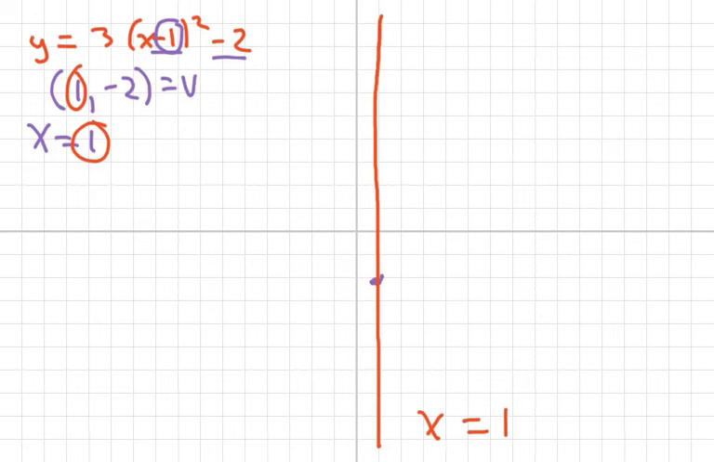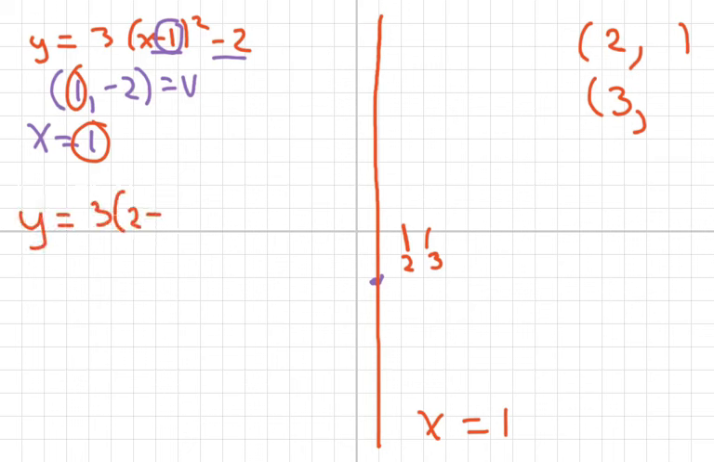And now from here, I'm going to go ahead and use 1 and 2. So what happens when x is, that's not 2, this is 2 and this is 3. What happens when x is 2? What's the value of y when x is 3? So I just plug it in. 3 times 2 minus 1 squared minus 2. And then 1 squared is 1. Minus 2, so 3 minus 2 is 1, so we're going up to 1. This equals 1.